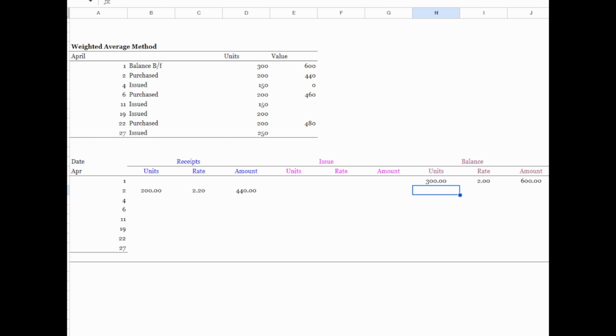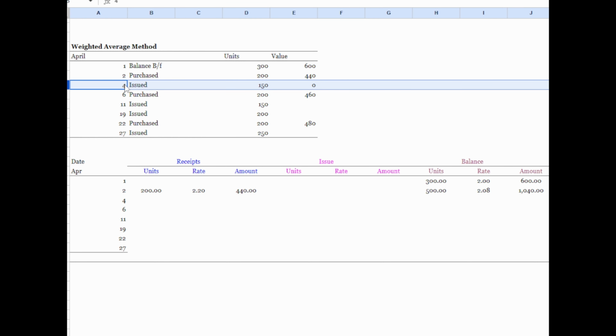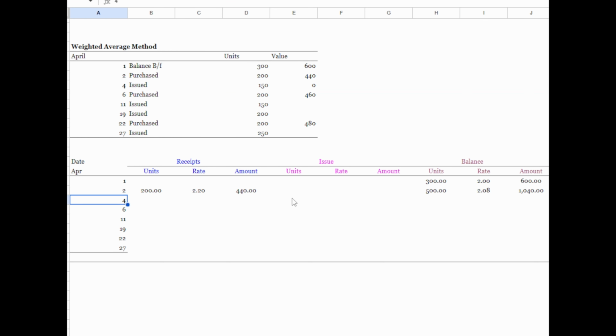So in this case, this is 500. Then to 600, you have to add 440. So that becomes 1040. Then you compute the rate. Next, on the 4th, the transaction is an issue. So on the 4th, you will issue 150. At what rate? Very easy. Whatever rate is calculated in the balance, at that rate it will be issued. And you update the balance. Now, 300 minus 150, you have 350.